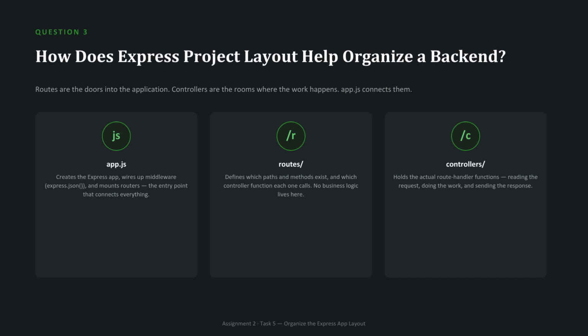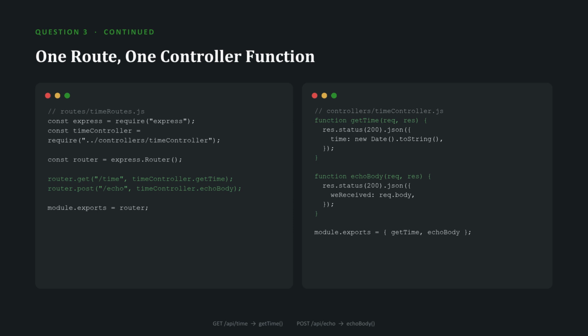Routes, think of them as ways. They define which paths exist and which controller function handles each one. They are like doors to an application, or doors to different things. And controllers contain the actual route handler logic, the work that happens once a request comes in. Controllers are like the rooms behind the doors.